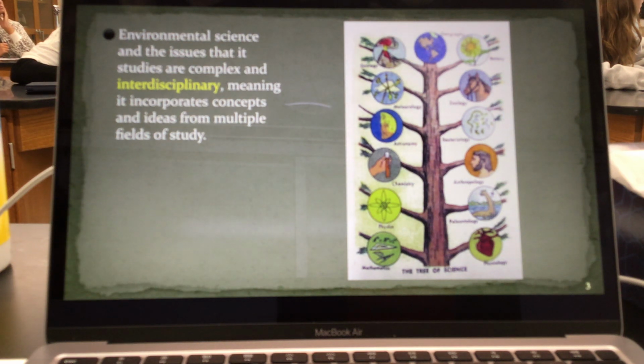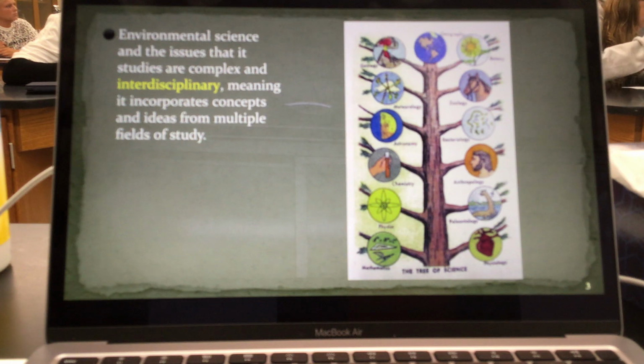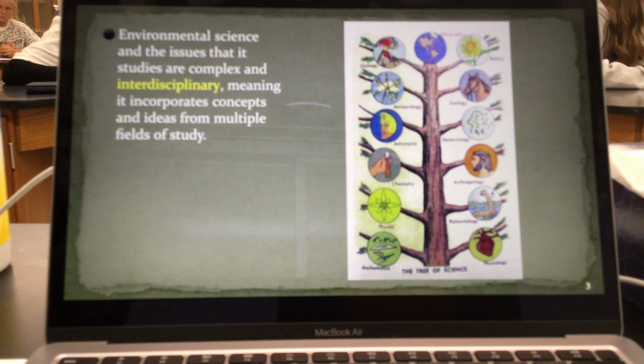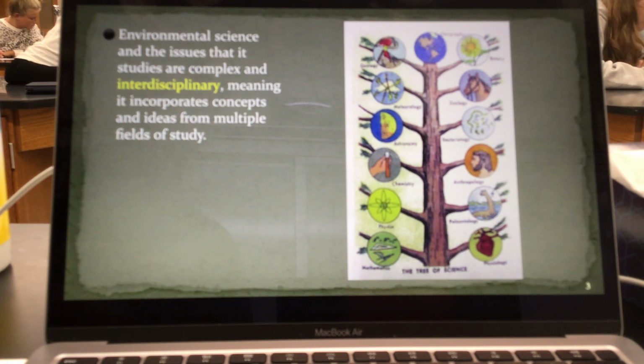Okay, environmental science and the issues that it studies are complex and interdisciplinary. That just means it incorporates concepts from multiple fields of study. If you look at the tree of science here, you can see it's full of different fields of study in the scientific world: geology, chemistry, physics, anthropology, okay, zoology, paleontology.